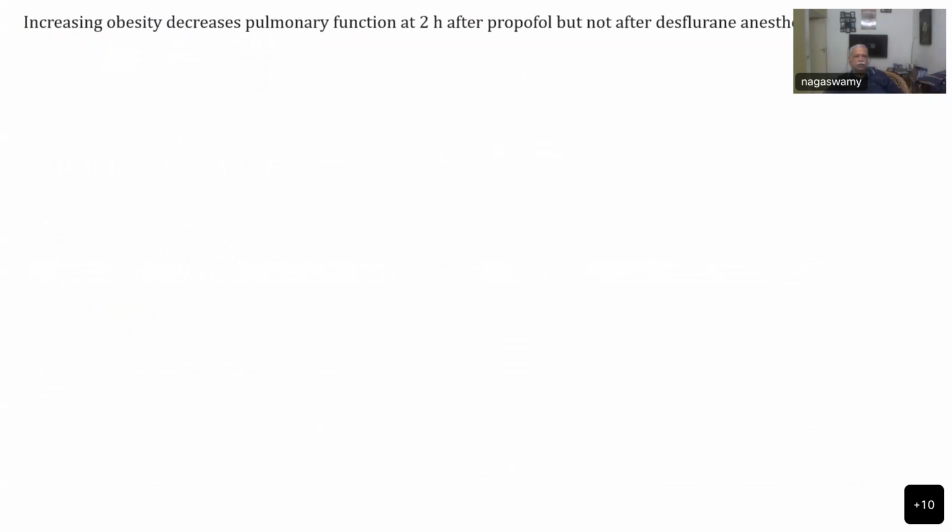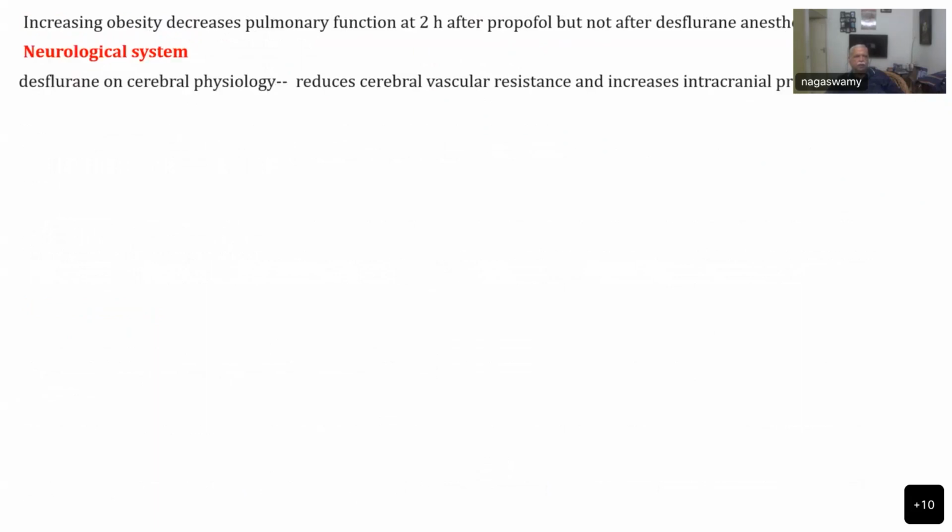Increasing obesity decreases pulmonary function at 2 hours after propofol, but not after Desflurane anesthesia. This is one of the main reasons why you want to use Desflurane as the agent of choice for obese patients. Neurological system, the cerebral physiology: it reduces cerebral vascular resistance and increases intracranial pressure in a dose-dependent fashion, which is a common factor for all the inhalation agents.